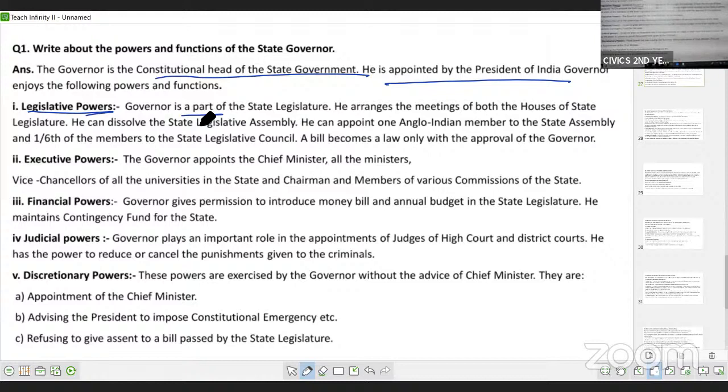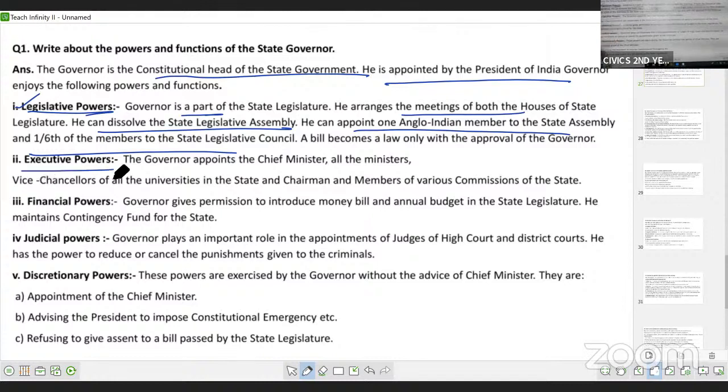So he arranges the meetings of both the houses, same as president. And he can dissolve the lower house, that is legislative assembly. He can nominate one Anglo member to the assembly and 1/6 members of the state legislative council. So when a bill is approved by the governor, it will become a law. That is the legislative power, role of governor in lawmaking.